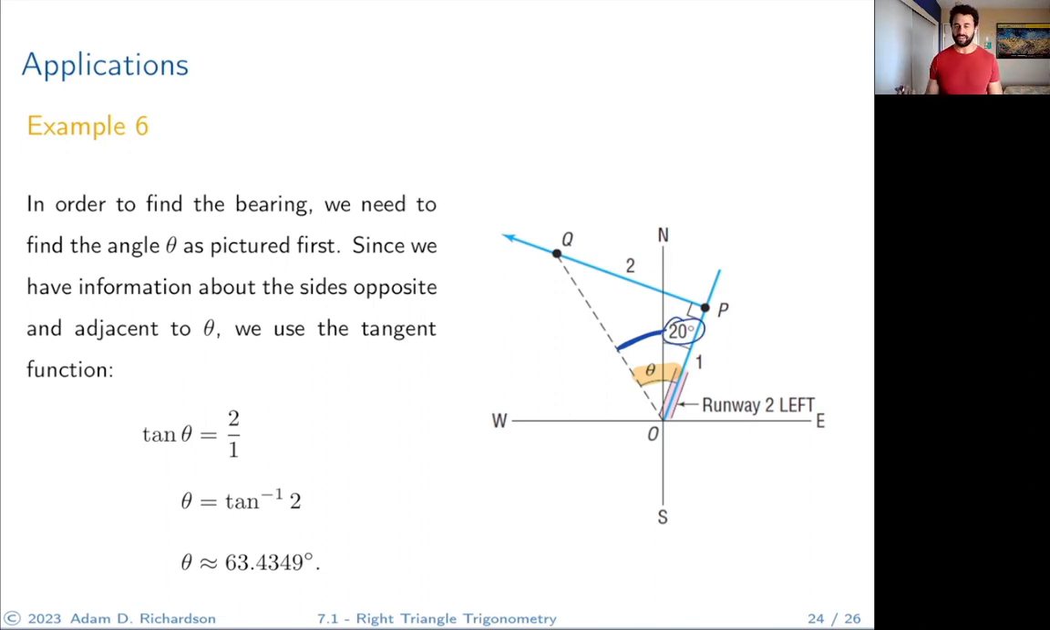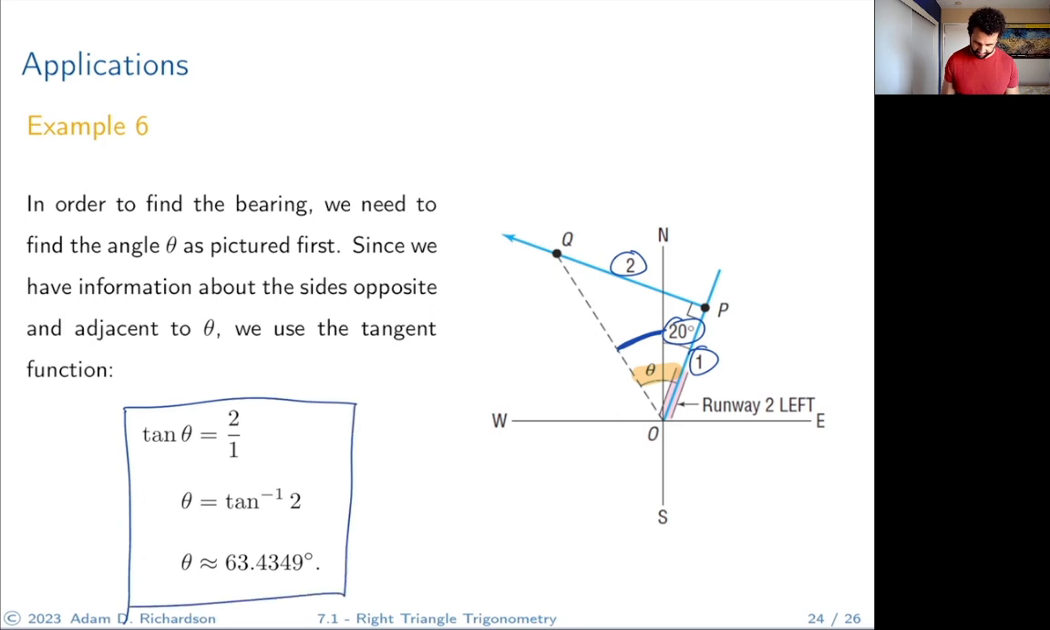So how do we find angle theta? Well, what information do we know? We know information about the side that is adjacent and opposite that angle theta. Adjacent, opposite, opposite, adjacent, that's tangent, right? That's tangent. So if we use the tangent function, we can find what that angle theta is. And that's exactly what this calculation is showing down here. So we know that tangent is opposite over adjacent. So it's going to be 2 over 1.